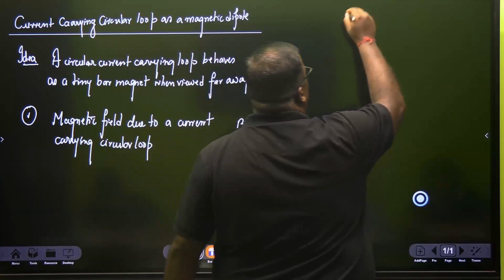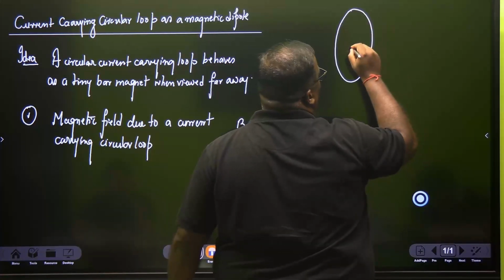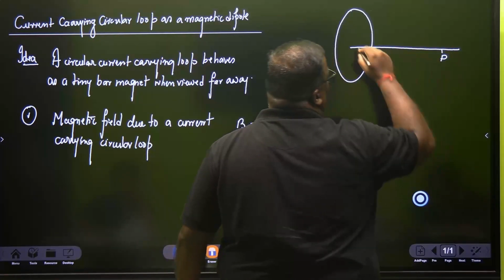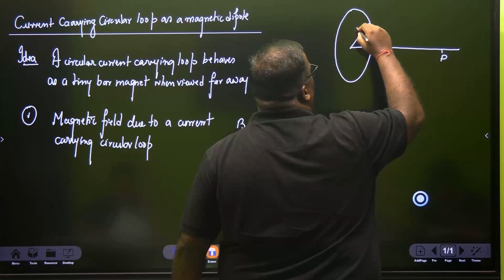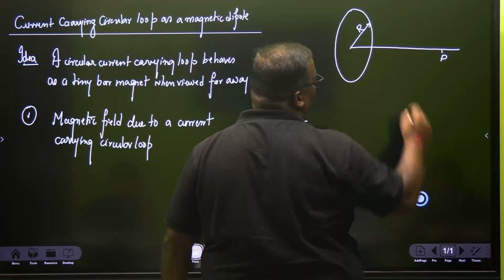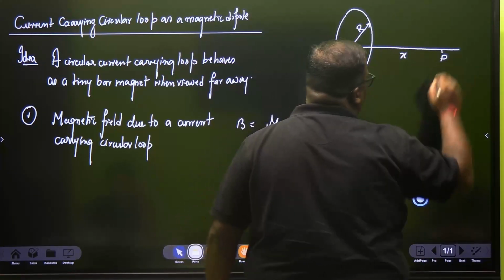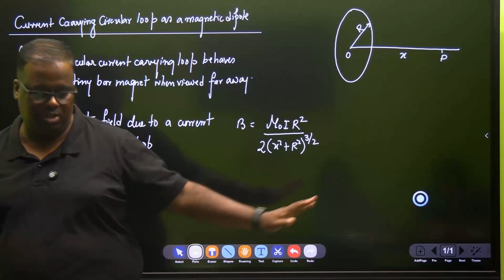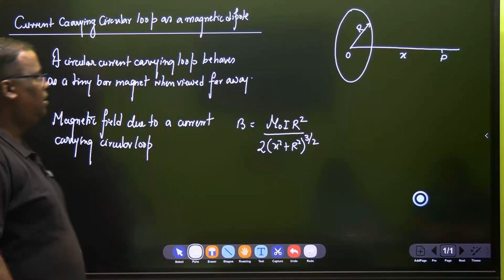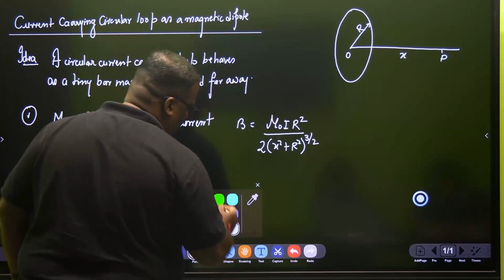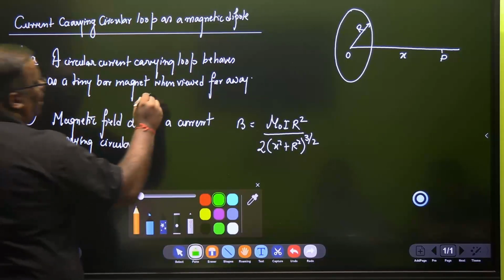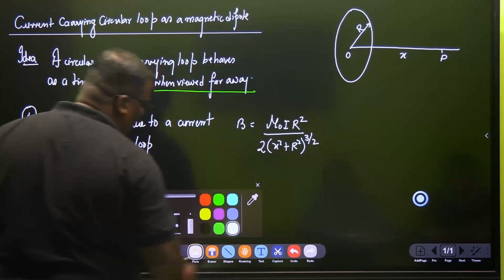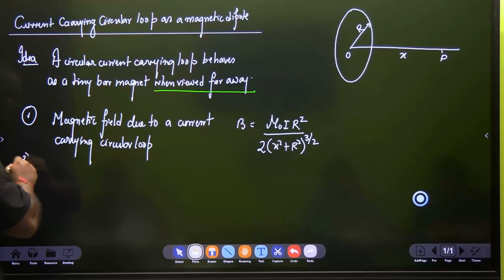There is a current carrying circular loop, and then there is an axis, and there is a point P. The radius of this loop is r, and x is the distance along the axis to the point P where you are trying to measure the magnetic field. This was the expression. Now, what did we write immediately at the start of the discussion? We said, when viewed from far away. So we will put that clause now. What does that clause tell me?